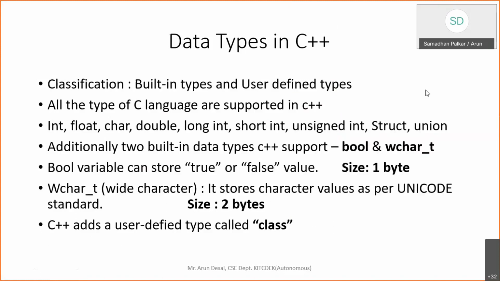So next is data types in C++. Whatever data types are there in C are all here as well in C++. Obviously, classification is based on two types: one is built-in and another one is user-defined. So there are two types of data types: built-in data type and user-defined data type.